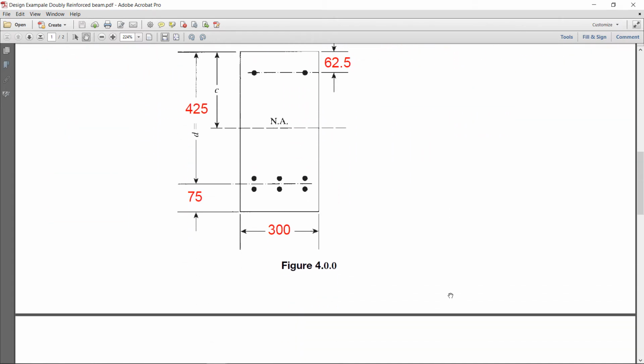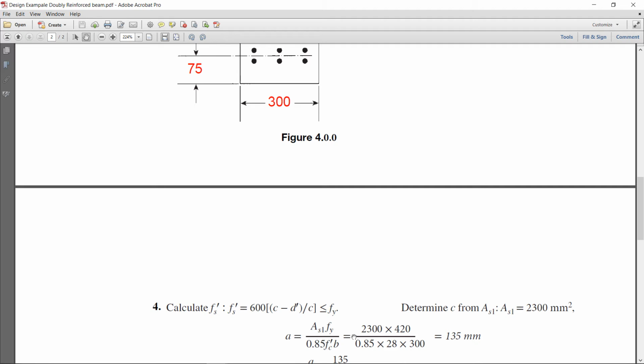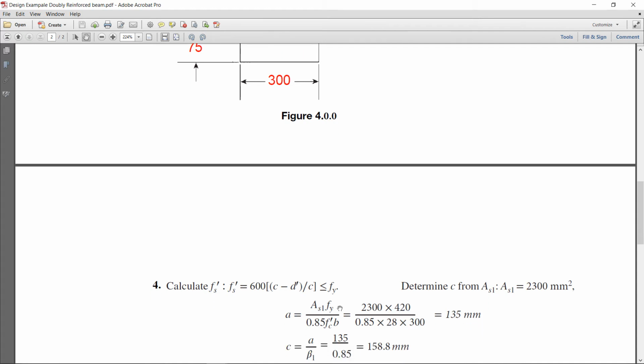So for that, here is the formula for the compression steel. To calculate the stress in the compression steel, it equals 600 into C minus D dash over C. You can use this formula in terms of A also. Determine C from area of steel 1, from the tension steel where the steel is yielding: AS1 Fy over 0.85 Fc prime B. So all the values are given. For the tension steel, A equals 135 millimeter.